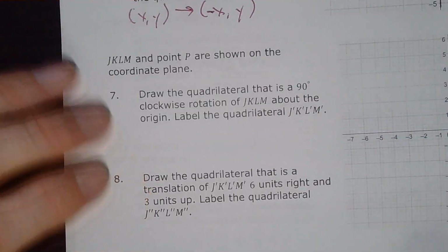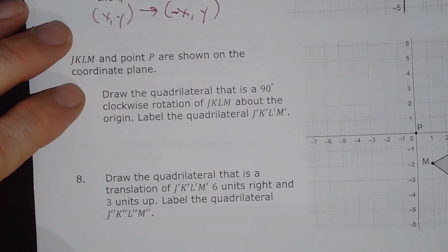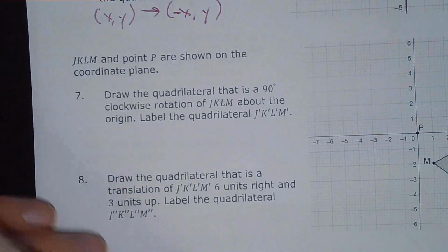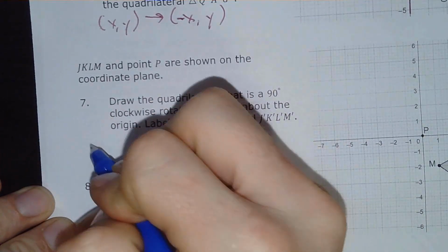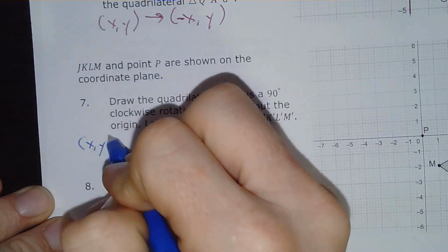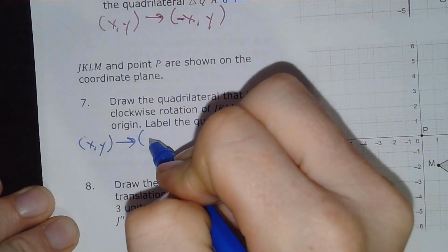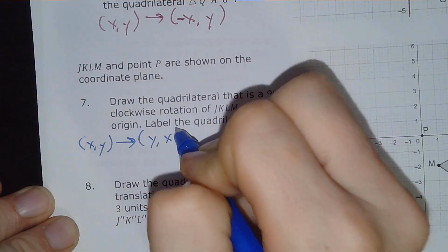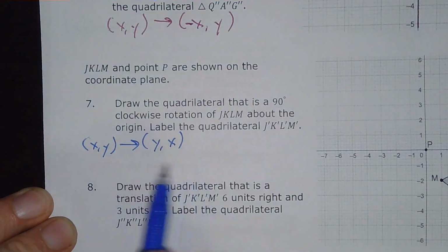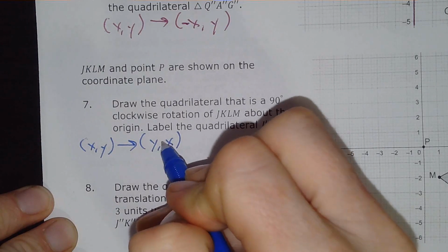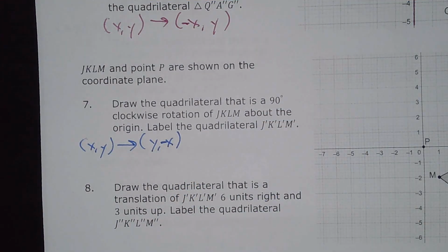All right. So the next one we have is a clockwise rotation. So a clockwise rotation, x comma y. For a 90-degree rotation, the y's and the x's flop, and one of them changes negative. A clockwise rotation, x is negative.